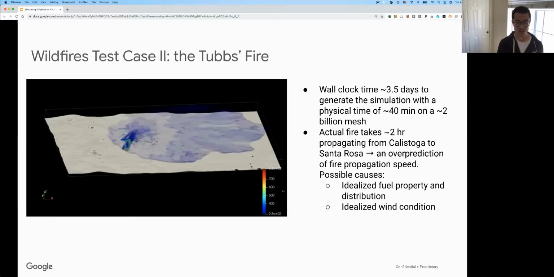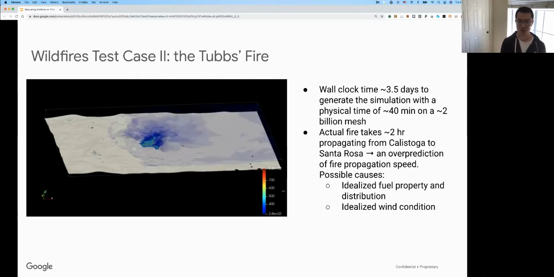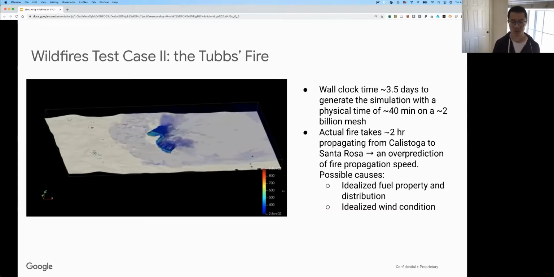But in reality, we see that this fire lasts around 2 hours. So there's more than 2 times over prediction of the fire propagation rate in our simulation. This is because we are using an idealized fuel property and fuel distribution condition, and also we assume the wind conditions in an ideal condition, and definitely 10 meters per second wind speed is towards the higher end for normal wildfires.